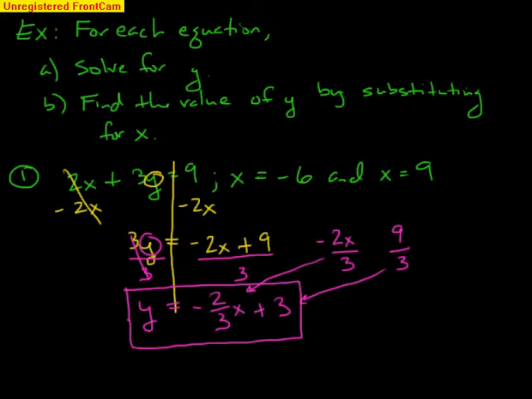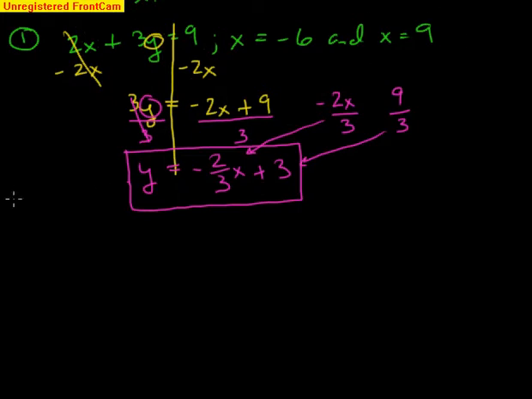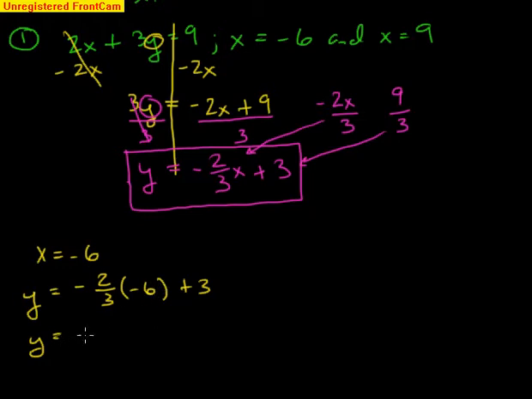For part B, we now have to substitute in the values of x. Our two x values are -6 and 9. In a different color, let's do x is -6 first. We plug it in, so y equals -2/3 times -6 plus 3. Notice I put parentheses around my -6. When you multiply -2/3 times -6, you get a positive, and it comes out to be 4.